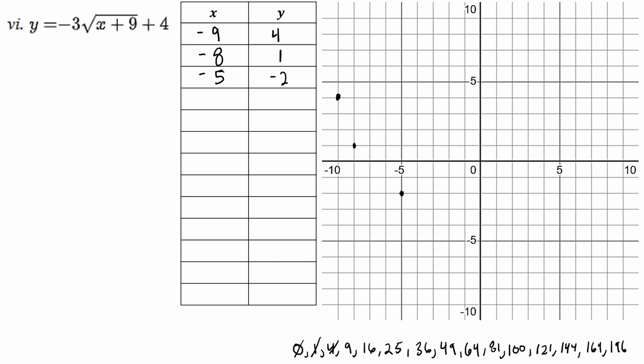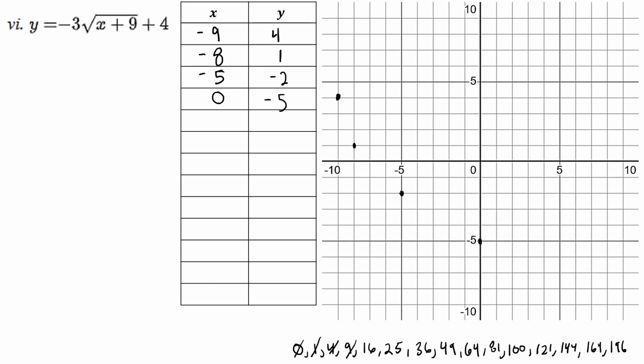Now to get 9, that's going to give me 0. So to get 9, I need 0. So the square root of 9 is 0. Whoops. So let's try it again. The square root of 9 is 3. Negative 3 times 3 is negative 9. Negative 9 plus 4 is negative 5. So 0, negative 5 is on here.